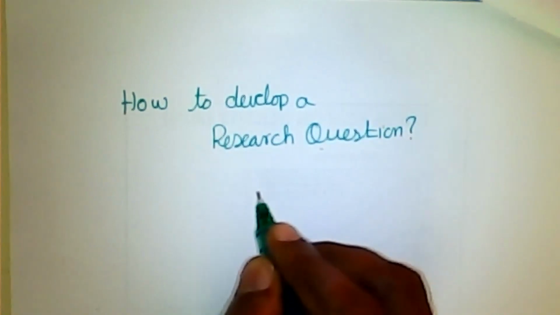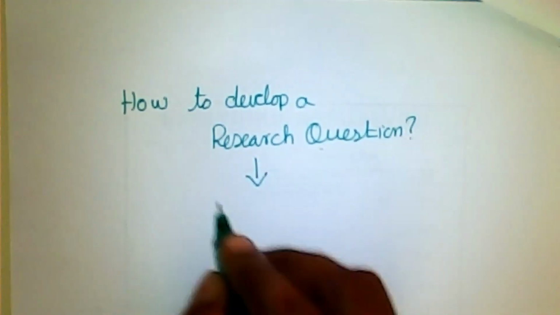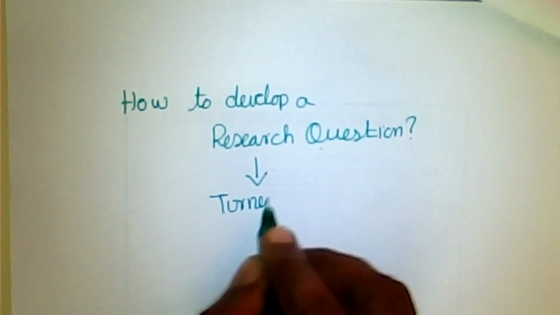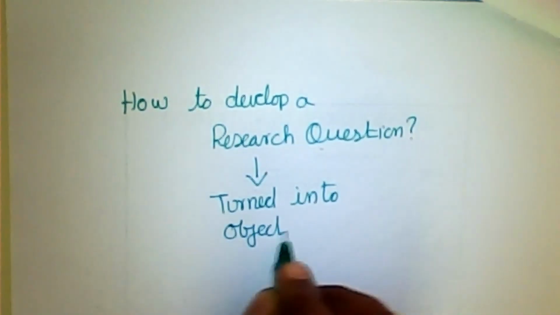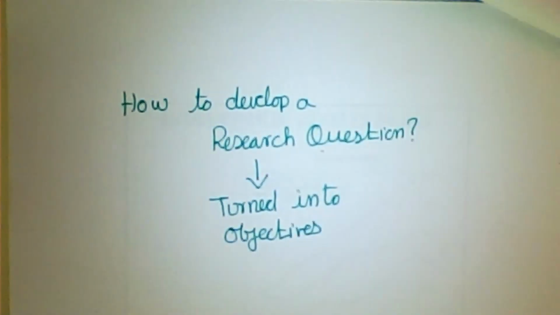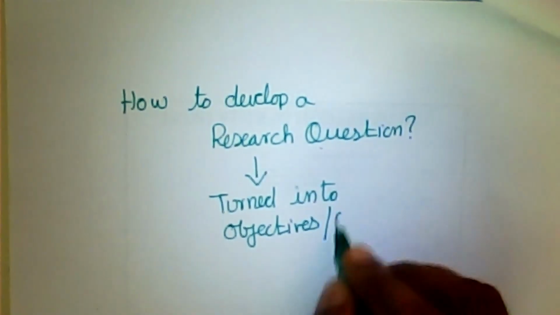Actually, there won't be any research question in the journal, but in turn, these research questions will be turned into objectives. So this is a very important thing you have to understand about how to develop a research question. In any journal, you cannot see any sort of research questions. Of course, the research questions will be seen in terms of objectives, or you can see them in the form of contributions.